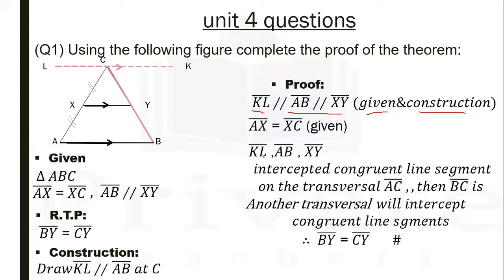Again, we have here just two parallel lines. So by construction, we make a third parallel line to them. Here we have three parallel lines intercepted by a transversal, intercepting congruent segments. So if we bring another transversal, it will also intercept congruent line segments. By this idea, we say BY is equal to CY, and this is what is required to prove.